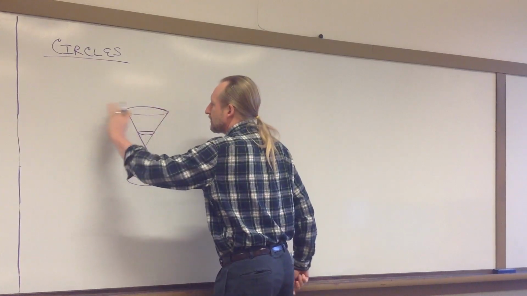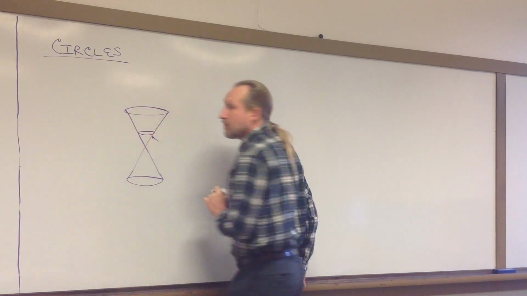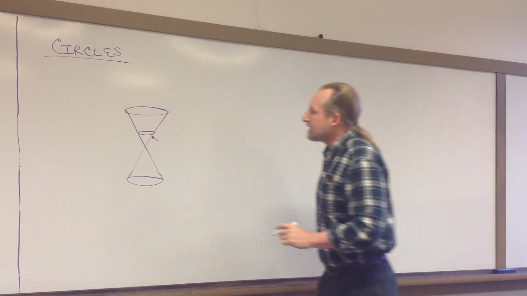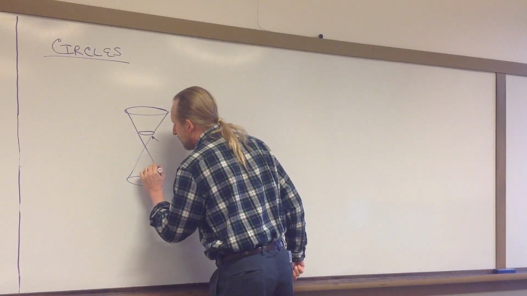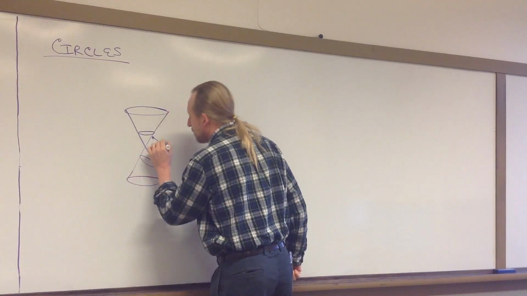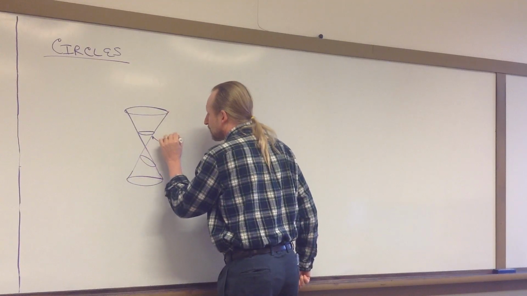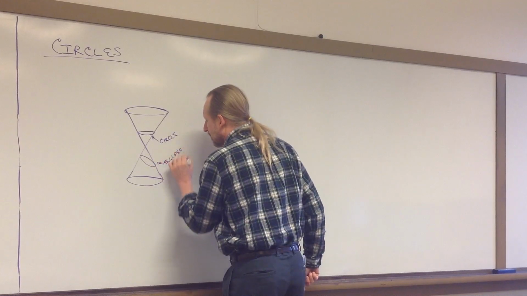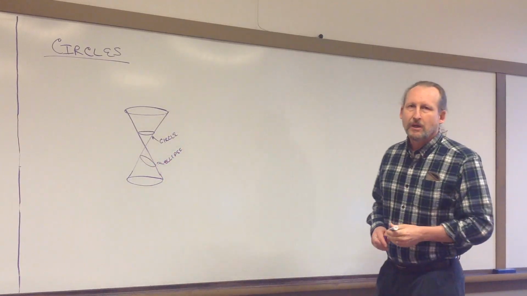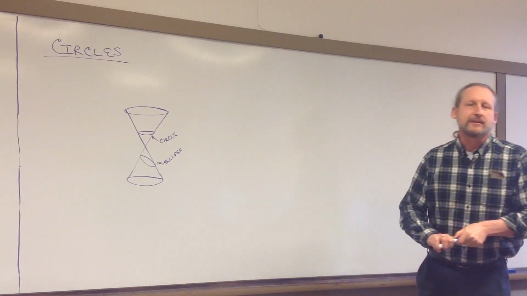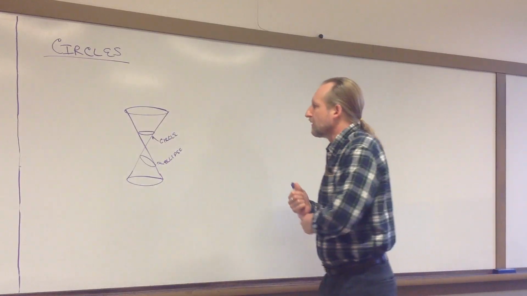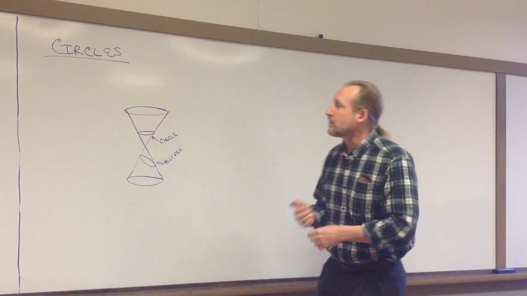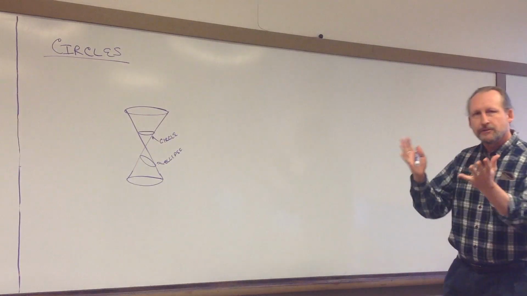parallel to the base, then you get a circle. If you slice it at an angle to the base, then you get something called an ellipse, which is basically an oval. Ellipse. And in fact, the path that the Earth follows around the Sun is an elliptical orbit. It's a slightly deformed circle.